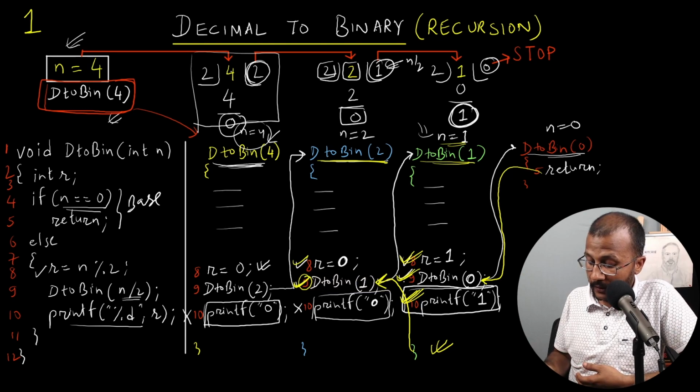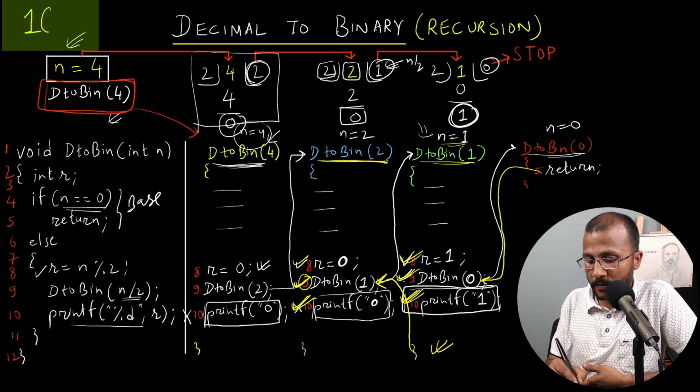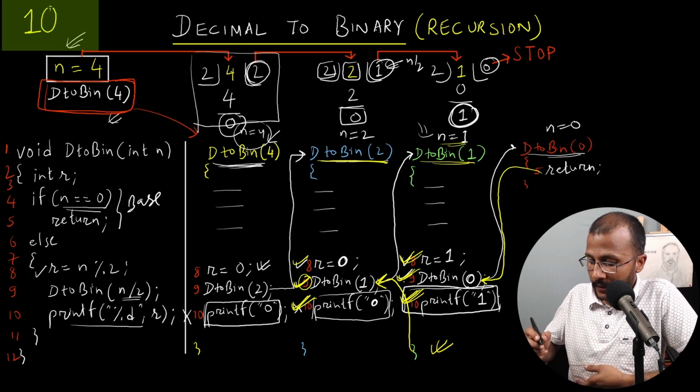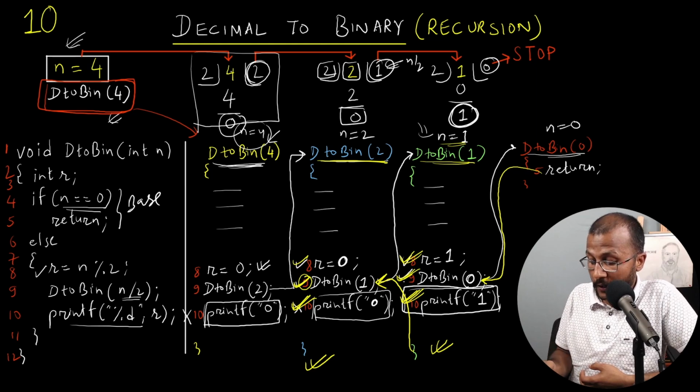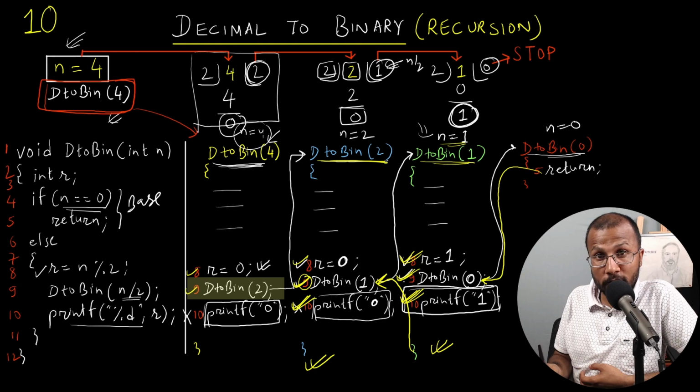So now it will come to the statement printf 0, which was pending. So it will print 0 on the screen. So 0 is displayed on the screen. Now because there is no other statement to be executed, it will encounter the closing brace. That means this is already done. So this function is done. That means now it will return the control back to the place where it was called. It was called here at line number 9 of decimal to binary n equals 4.